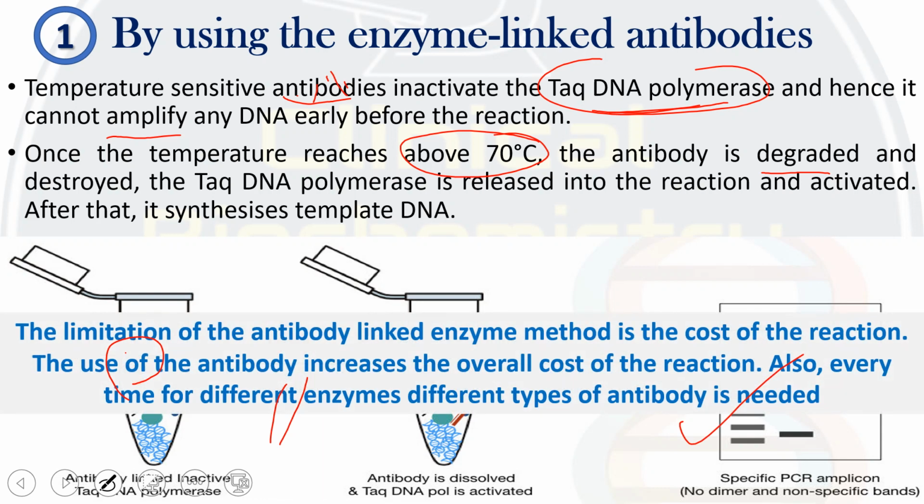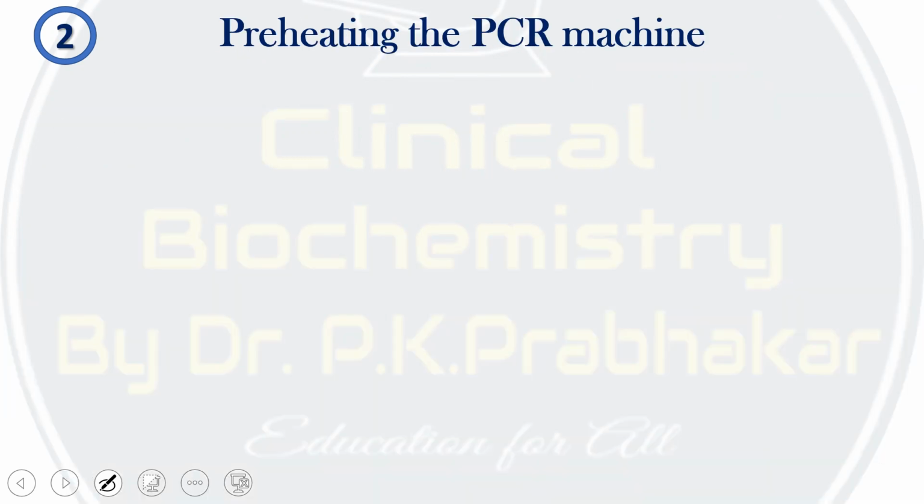Every process has certain limitations and certain advantages. So when we use enzyme-linked antibody, there are certain limitations. What is the limitation? The limitation of this antibody-linked enzyme method is the cost, because you need a monoclonal antibody, and it will be very costly. The use of antibody increases the overall cost of the reactions, and every time you use a different enzyme, you require a different type of antibody. So that makes this process very costly.